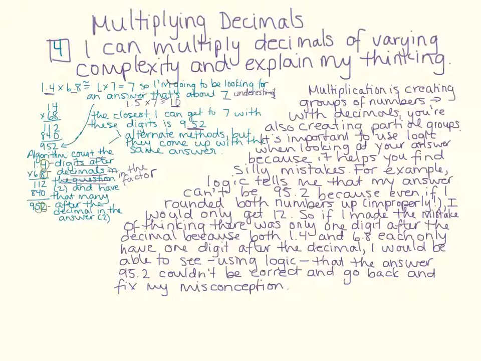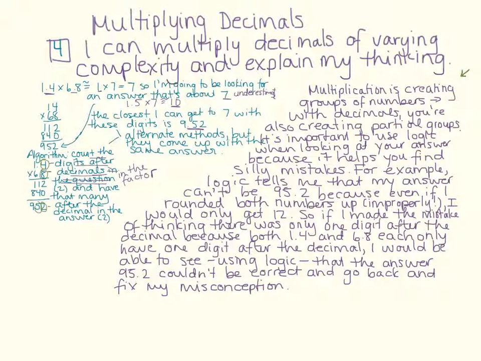Multiplication, as this student, my fake student here, says, multiplication is creating groups of numbers. With decimals, you're also creating partial groups. So they're showing an understanding of what multiplication is, but also how decimals work into this general knowledge of what multiplication is. It's important to use logic when looking at your answer because it helps you find silly mistakes.